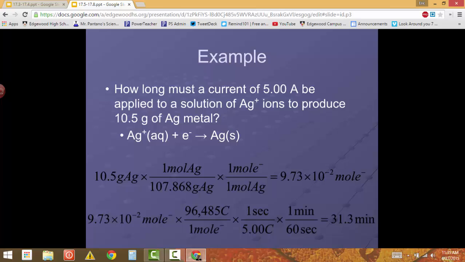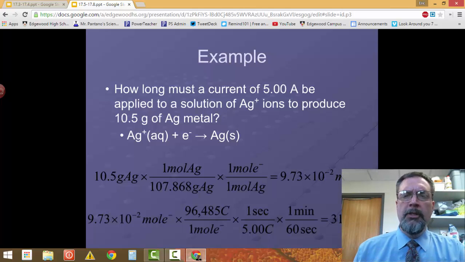Well, the Faraday is coulombs per mole, and if I multiply that by the number of moles, I'll figure out the total charge I need. Then the definition of amperes is coulombs per second, but since I want to figure out the time, I'm going to flip that over. So 5 coulombs per second is 5 amperes, so 1 second over 5 coulombs is just the reciprocal. And then 1 minute per 60 seconds, so I'm going to go into minutes. So it's going to take 31.3 minutes, a little over half an hour, of running this current through my silver ion solution to get 10.5 grams of silver.